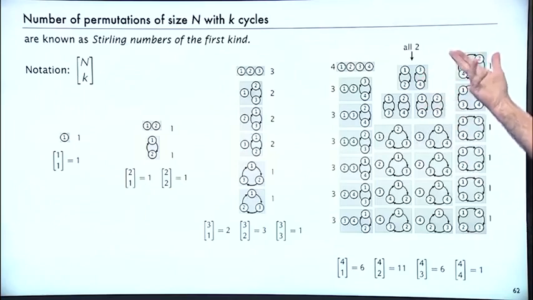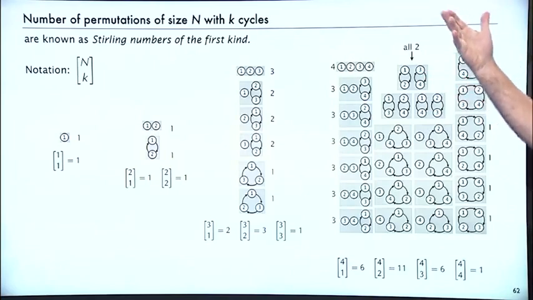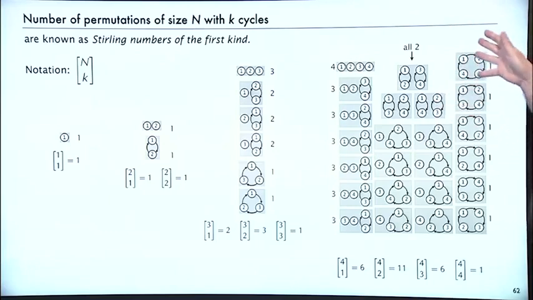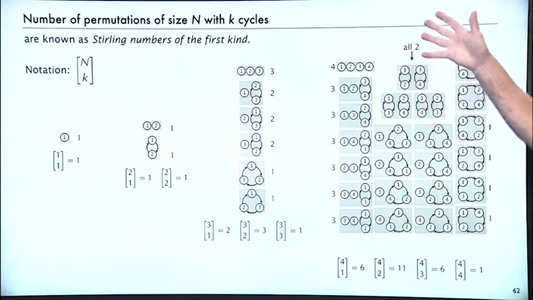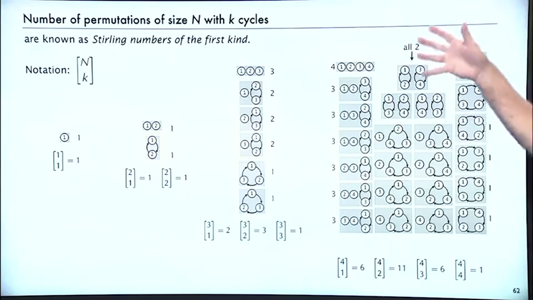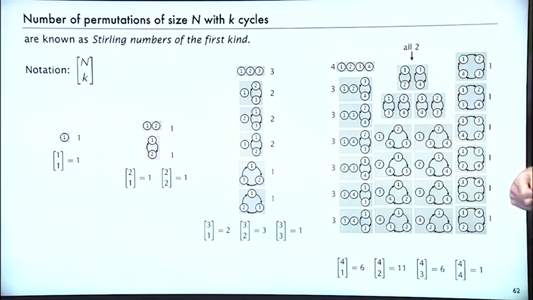And just to quickly finish up without going into much detail, this parameter, the number of permutations of size n with k cycles, has a long history and lots of applications that we don't have the time to talk about in detail. It's called Stirling numbers of the first kind, and it's usually written nowadays in square brackets like that. So for permutations of size 3, there's 2 of them that have 1 cycle, 3 of them that have 2 cycles, and 1 of them that has 3 cycles. And for 4, it goes 6, 11, 6, and 1, and so forth.